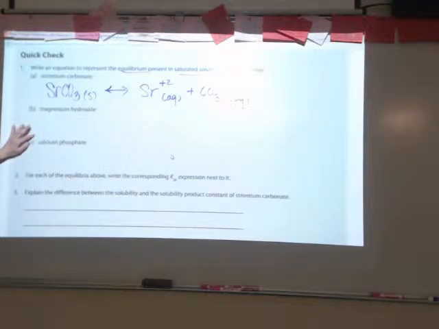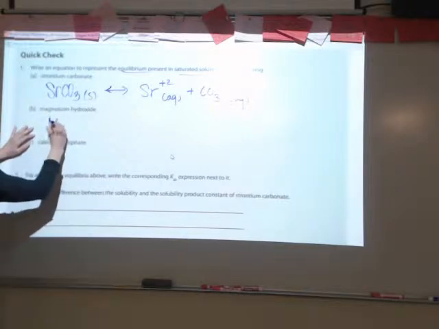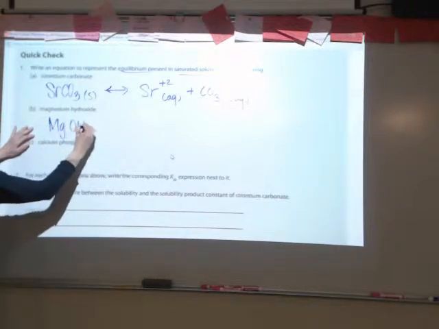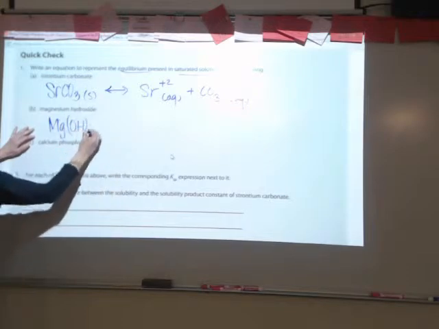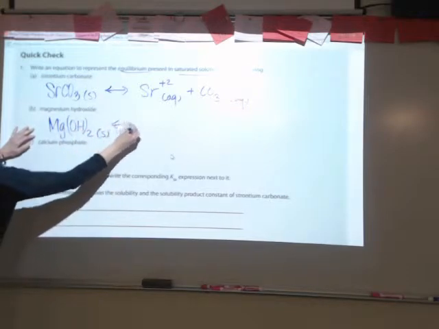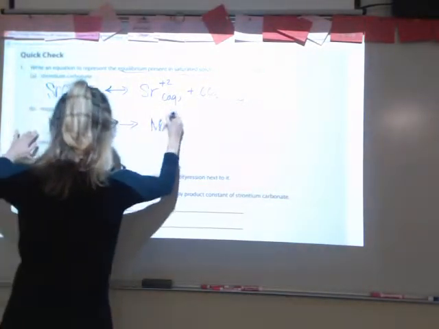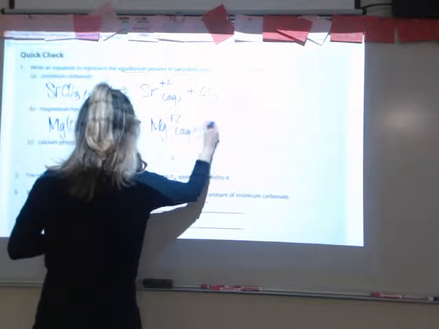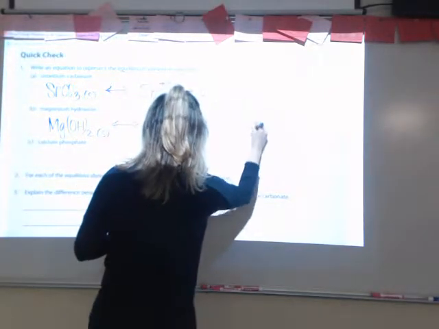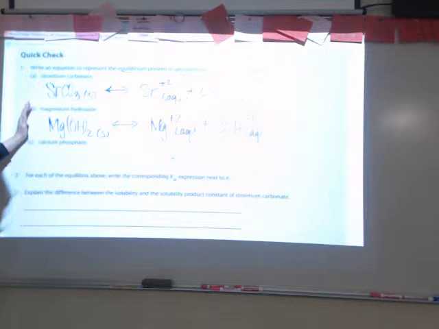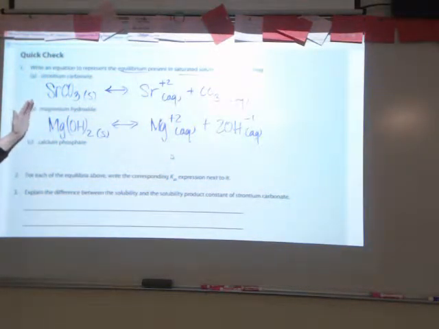What's the chemical formula for magnesium hydroxide? Mg(OH)2. Okay, this is a solid. I have my double arrows. What ions will I form? Mg plus 2 plus 2OH minus 1. Good job. Easy enough? Everybody can do this, right?